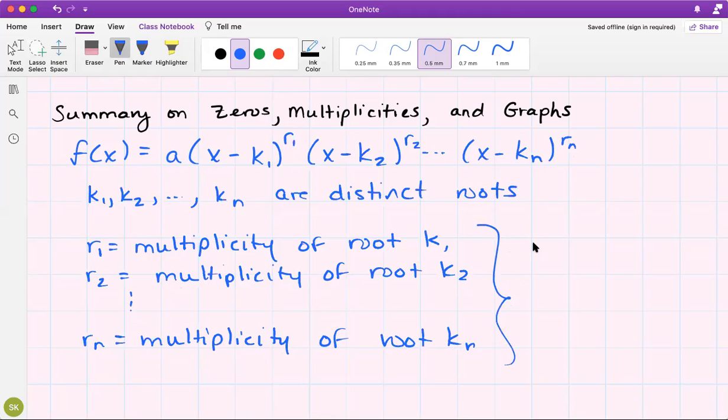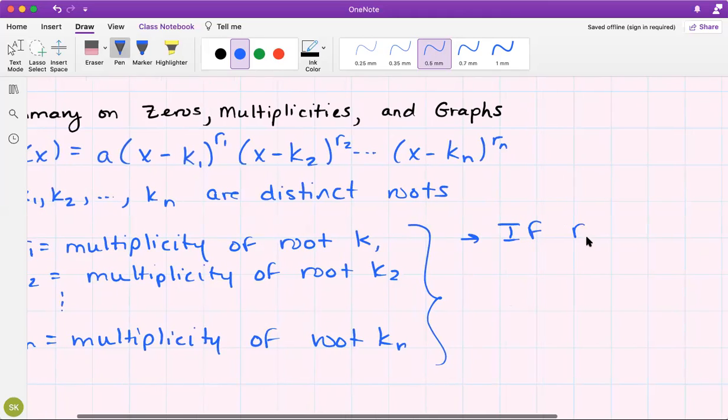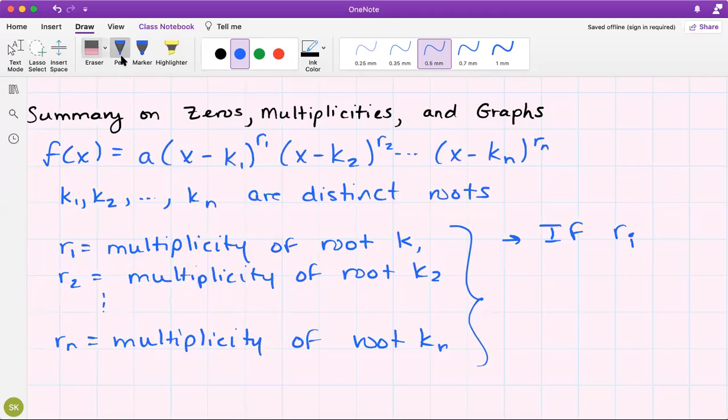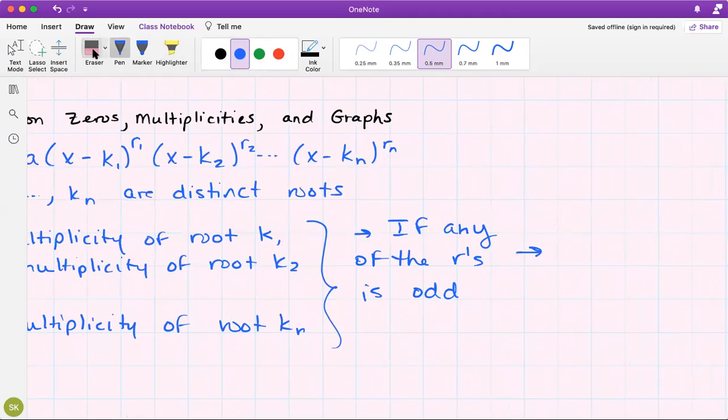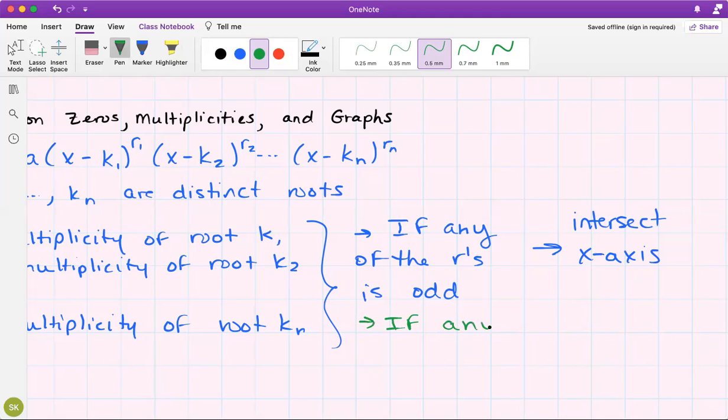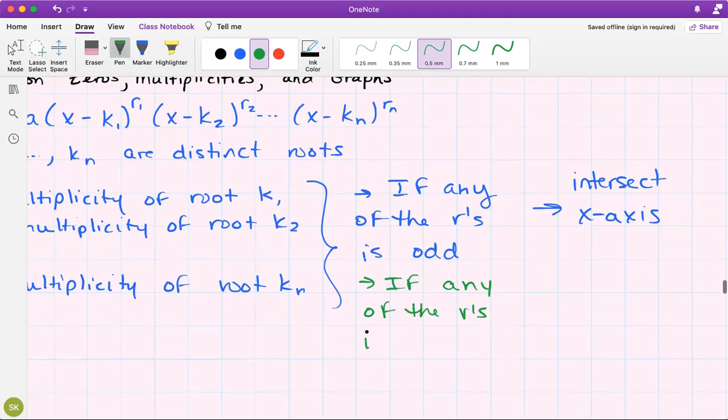If Ri, so this could be any of the R's. This is a common notation in mathematics, but let me write it this way. If any of the R's is odd, then we intersect the x-axis. If any R is even, we touch the x-axis, but we don't intersect.